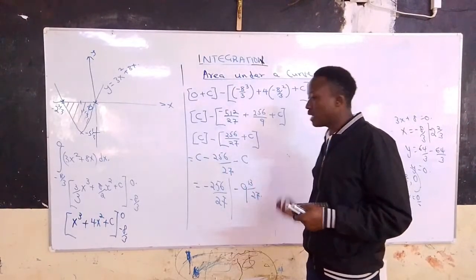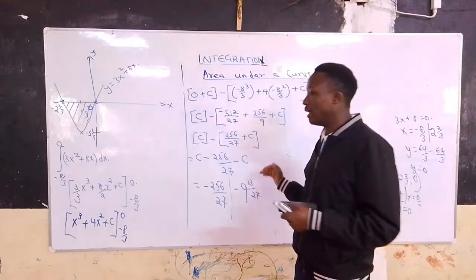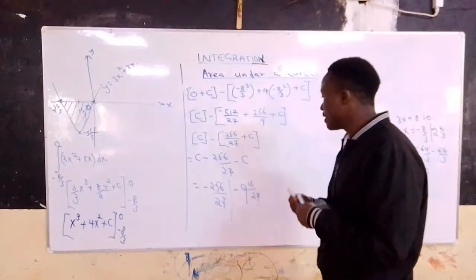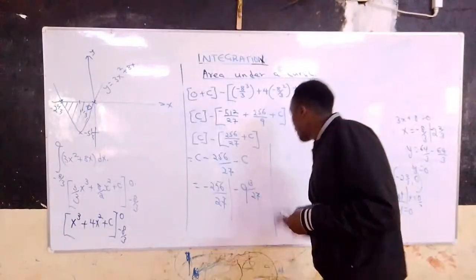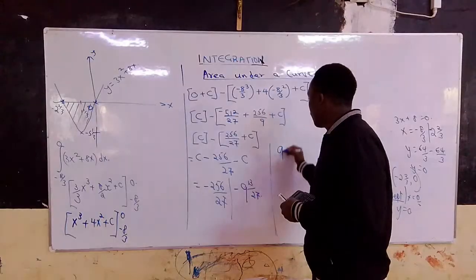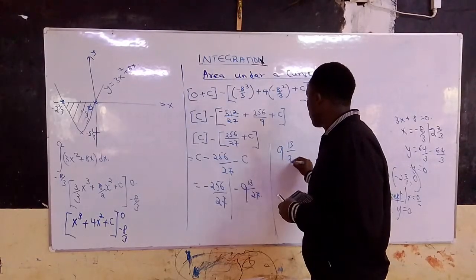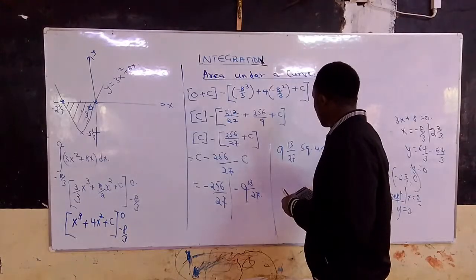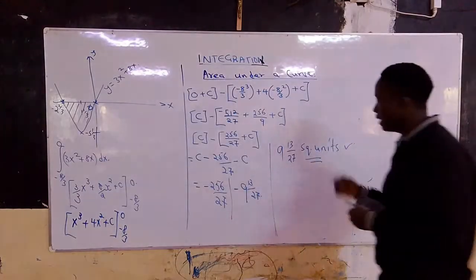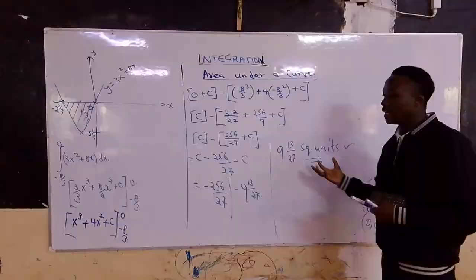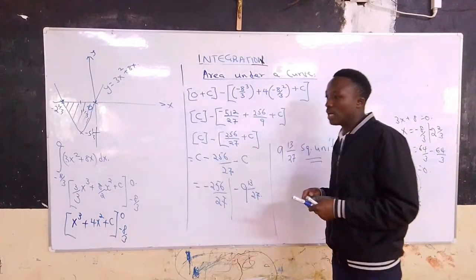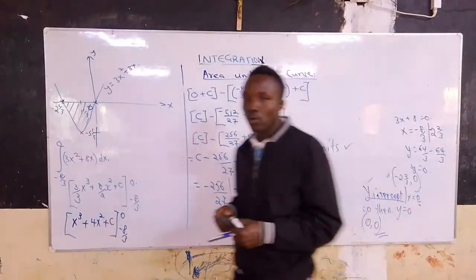If you check this one clearly, you will see that this area is under the x-axis, and that is why we are getting a negative area. So when you get a negative area, no need to worry. It simply means that the area is under the x-axis, and what we are going to do is omit the negative and take our area as 9 13 over 27 square units. So that will be our area.